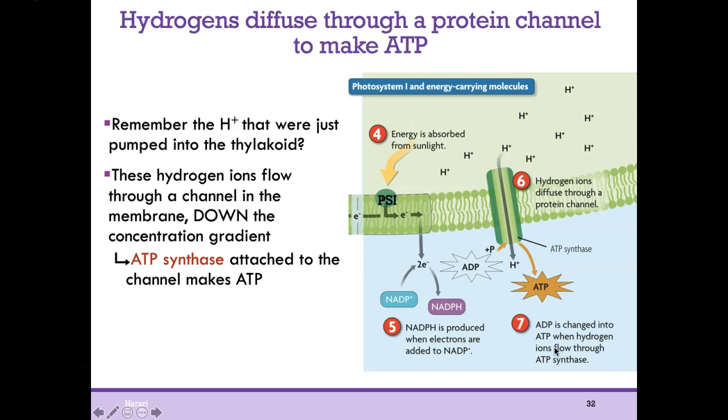And a really, really important enzyme called ATP synthase can transform the potential energy in this gradient into chemical energy of ATP. So ATP synthase is incredibly important, and we're going to see how it works in just a bit. So ADP can be changed into ATP when hydrogen ions flow through ATP synthase. So again, we're using potential energy to drive the formation of a different kind of energy.